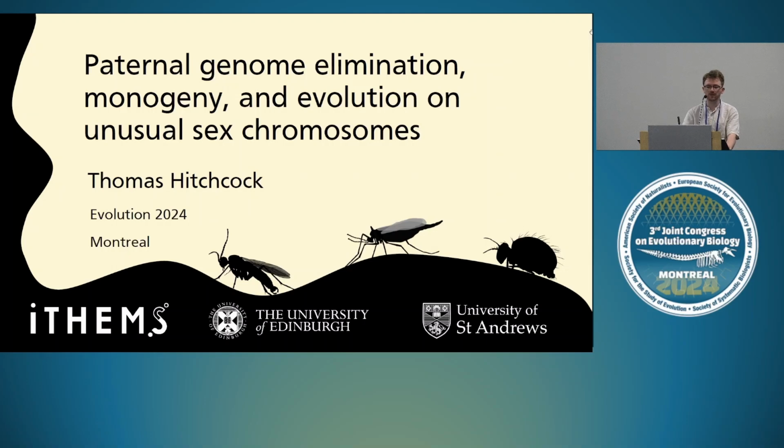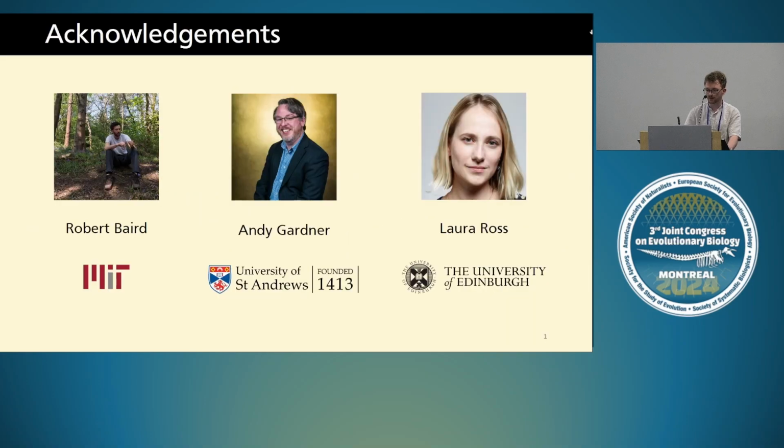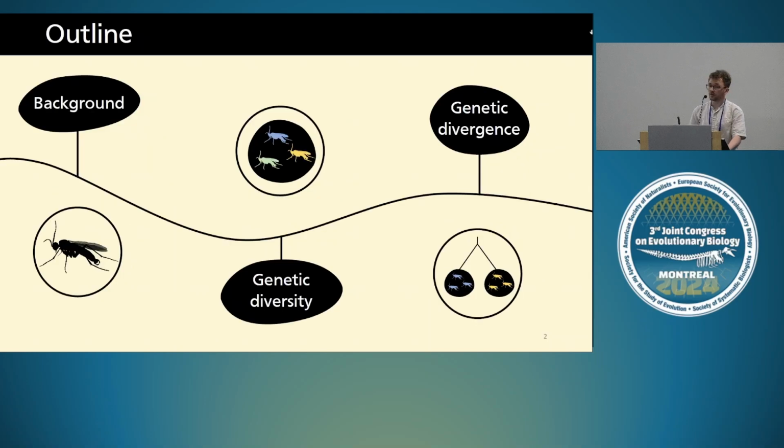I'm going to be talking a little bit about the evolutionary genetics of paternal genome elimination. Before I begin, I just want to thank some of the people involved, in particular Rob, Andy, and Laura, who've been involved both in this project and some empirical work we've been doing trying to test the predictions that we've generated from these models. I'm first going to talk a little bit about the background to these systems, and then give some results about expectations about genetic diversity within populations, and then about genetic divergence between populations.